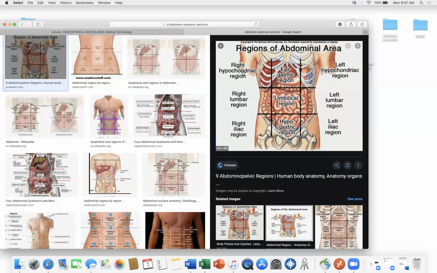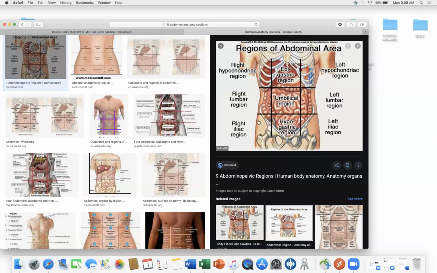Chondr, C-H-O-N-D-R, ac or eac, pertaining to. Hypo is underneath the ribs. So right in this area is just right underneath our ribs. So that's the hypochondriac area. Then loincloth, right? Where do we wear a loincloth? We wear it around our waist. So that's the lumbar area, AR, pertaining to lumbo, which is loin, which is this area.